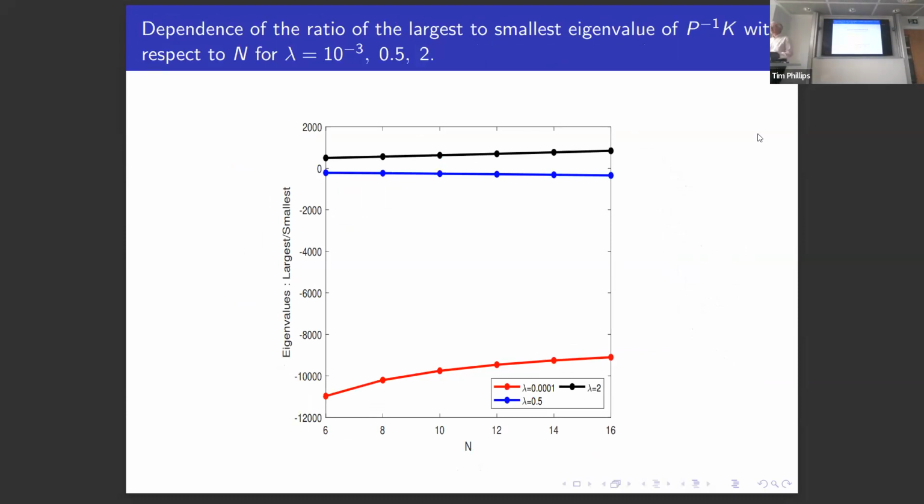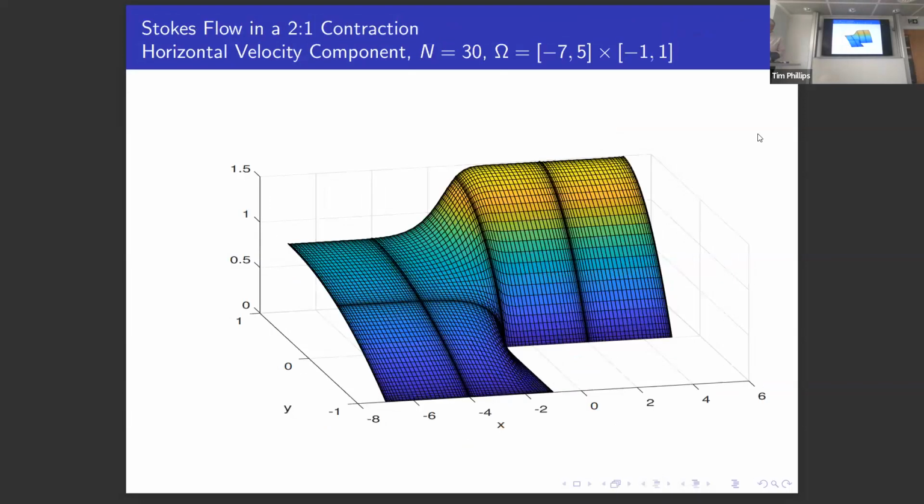Yes, so this is looking at, rather than the condition number, the ratio of the largest to smallest eigenvalue, and you can see that in the case of the optimum value, the condition number is reaching a plateau. These ideas can be extended to problems in more complex domains. This is an example of a flow through a contraction geometry, just to illustrate that we're not confined to solving problems on rectangular regions.